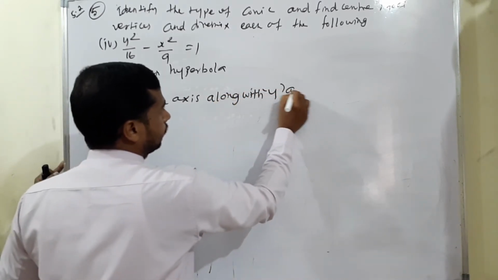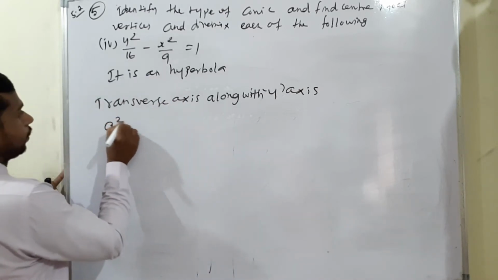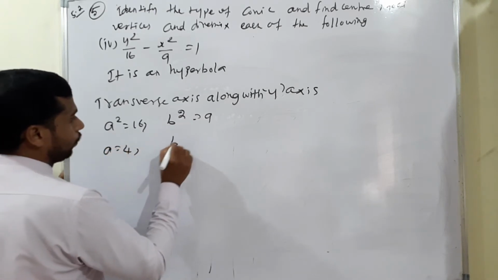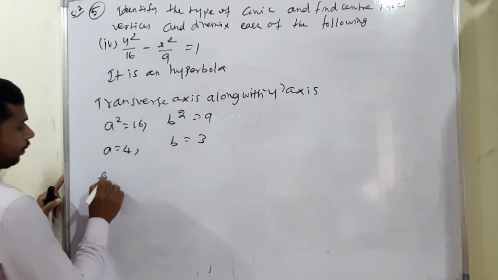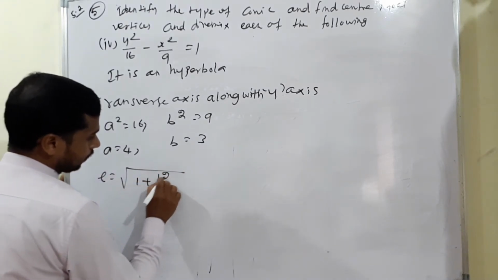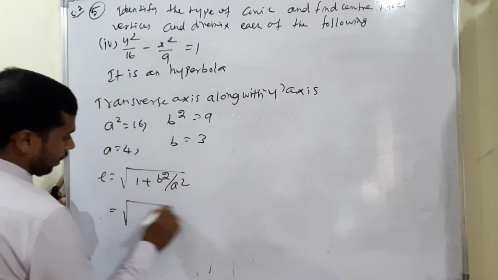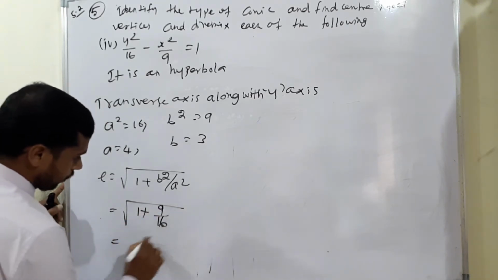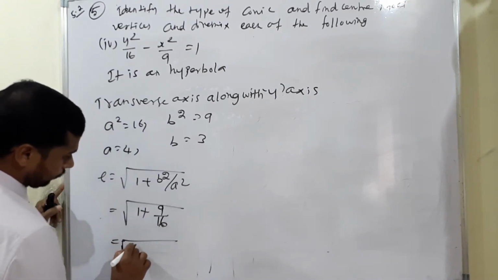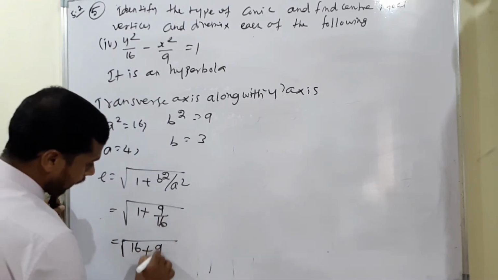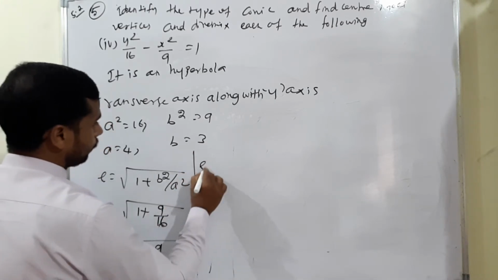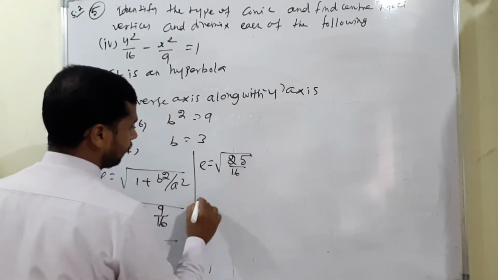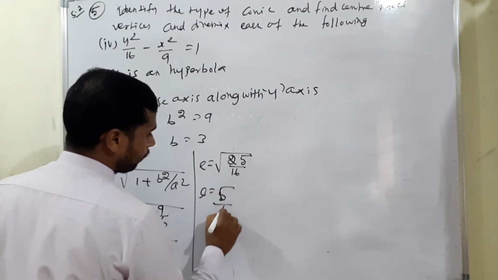Along the y axis, a square is equal to 16 and b square is equal to 9. Therefore a is equal to 4 and b is equal to 3. Then eccentricity: 1 plus b square by a square, therefore 1 plus 9 by 16. Again 1 into 16 means 16 plus 9 divided by 16. Therefore e is equal to the square root of 25 by 16. Again e is equal to 5 by 4.